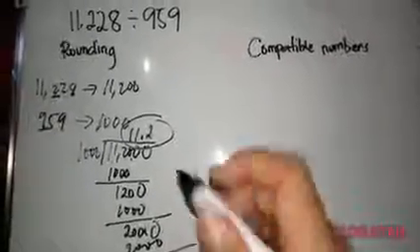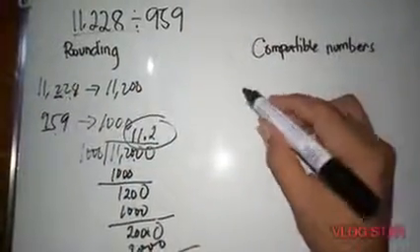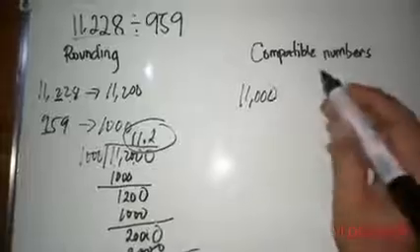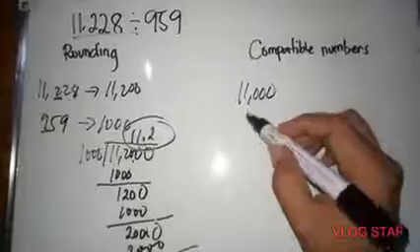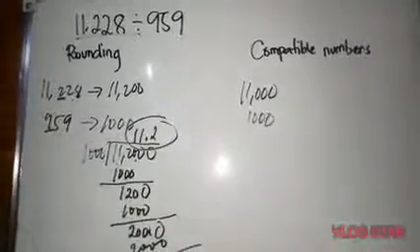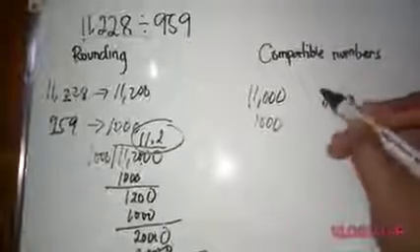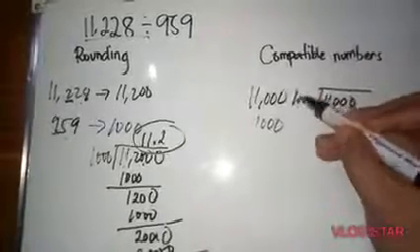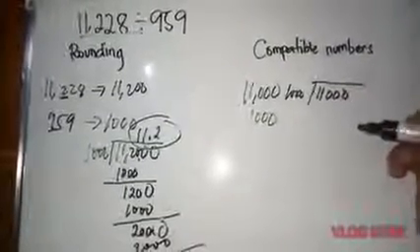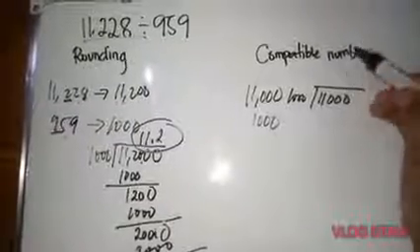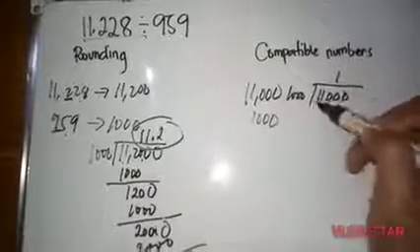So we can make this one 11,000. 11,000 is a multiple of 10, and this is 1,000. So let's divide 11,000 divided by 1,000. How many 1,000s are there in 11,000? We can just directly divide, or let's divide it first.